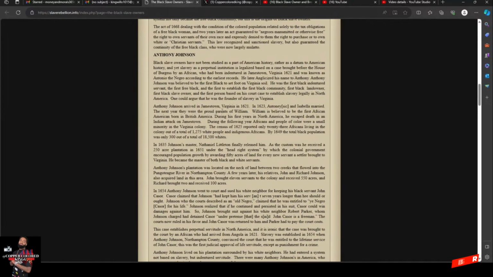Anthony Johnson arrived in Jamestown in 1621. In 1623, Anthony and Isabella married. They gonna say that this woman Isabella is believed to be an African too. But again, what kind of name is Isabella? When we do the research on these names and where these names come from, they all have a European background. So in order for these people to be Africans, that means the European colonizers had to colonize them first in Africa, then bring them over here.